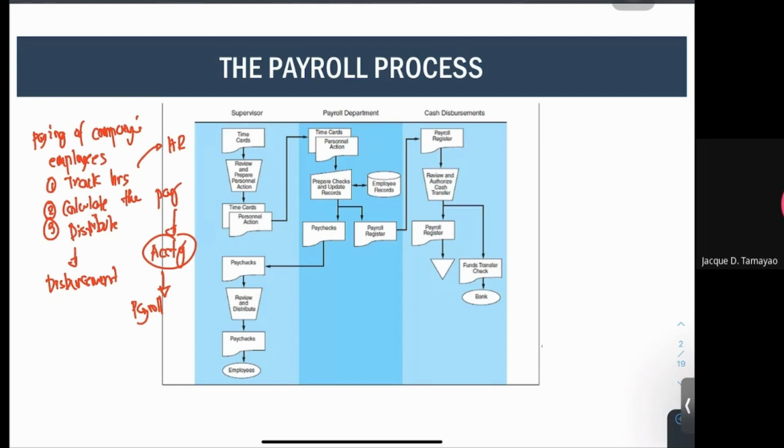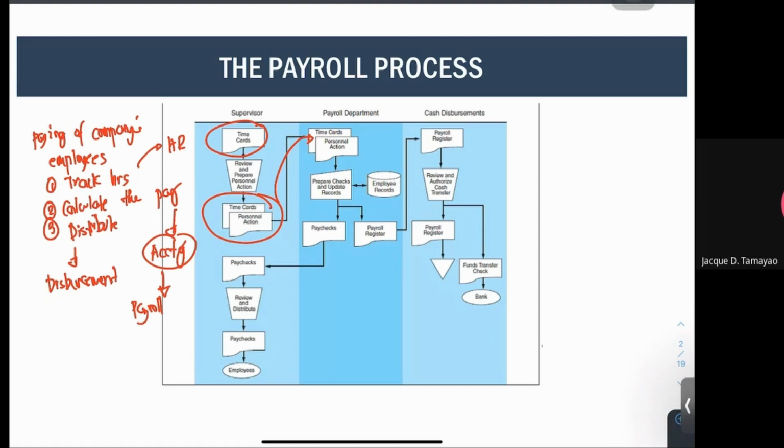First, the supervisor will receive time cards, and these time cards will be reviewed and prepared for personal action. So what is this personal action based on your time cards? The supervisor will check if the time cards are correct, if there are approved leaves, approved overtime, or undertime, etc. Together with the time card, the supervisor will have a personal action, the action as to these time cards. These two documents will now be forwarded to your payroll department for the calculation of your payroll.